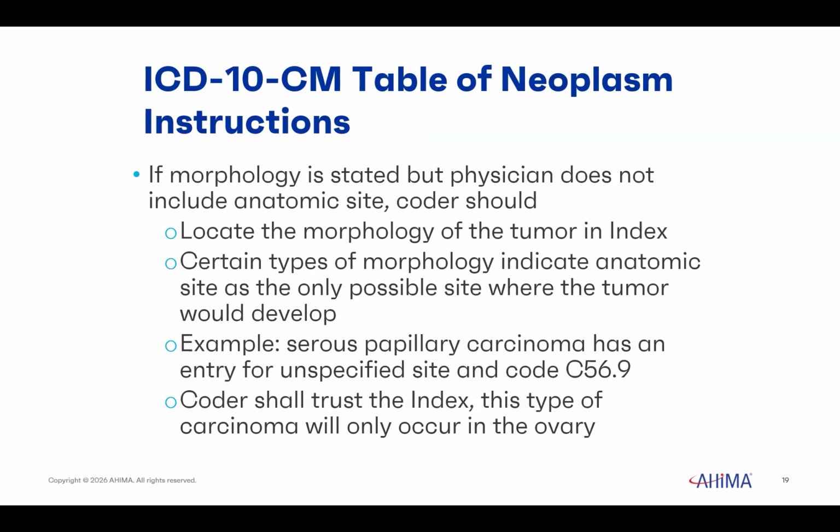And if the morphology is stated, but the physician is not including a site, you should locate the morphology of the tumor in the index. And certain types of morphology indicate anatomic sites as the only possible site where the tumor would have developed. For instance, serous papillary carcinoma has an entry for an unspecified site and a code of C56.9. In this case, you have to just trust the alphabetic index. This type of cancer only occurs on the ovary.